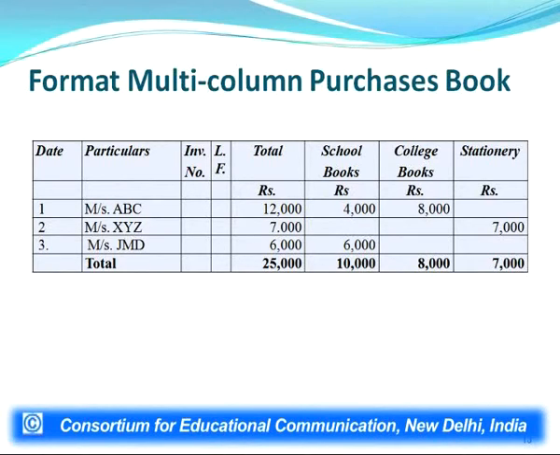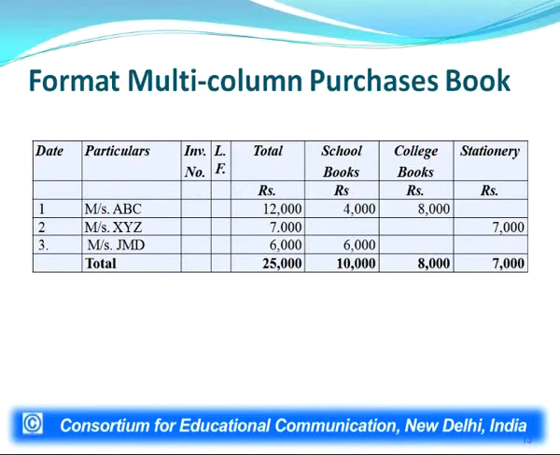and in this multi-column purchase book we have assumed a books and stationery merchant, who wants to make the record separately for school books, college books and stationery. So, he has made three different columns for each type of goods: school books, college books and stationery, and one total column which will provide the information about the total purchases.